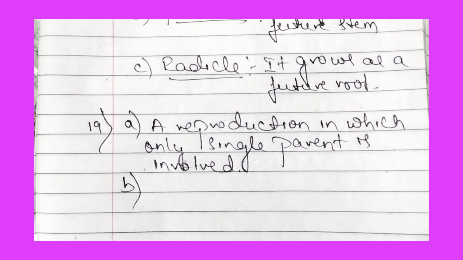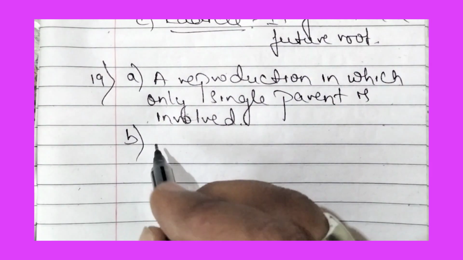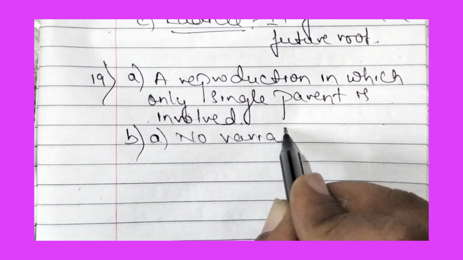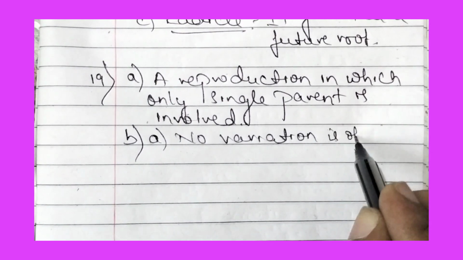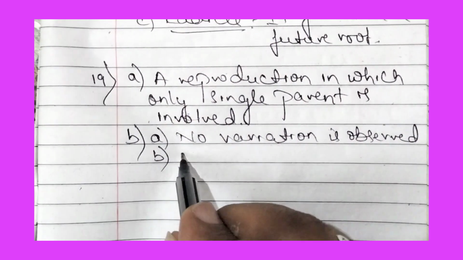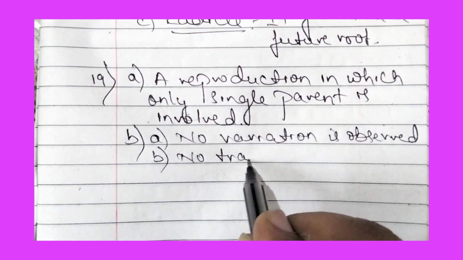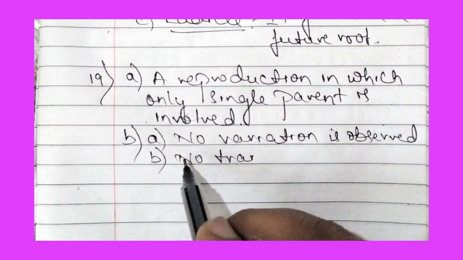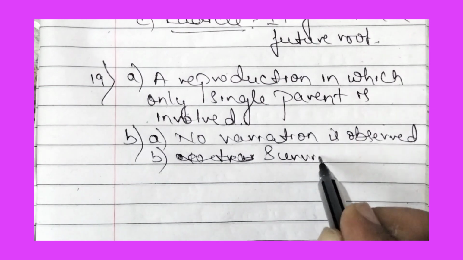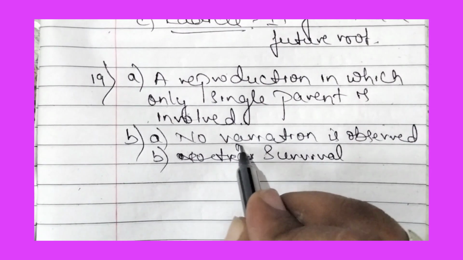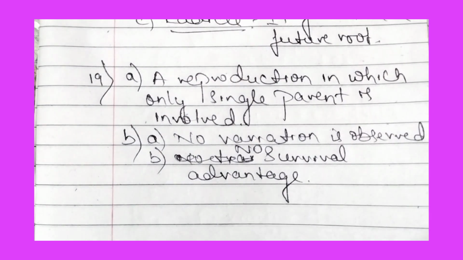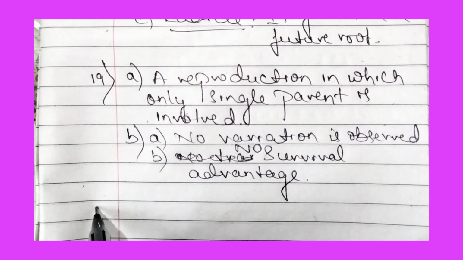Then they have asked what the limitations of asexual reproduction are. First, in asexual reproduction no variation is observed. Second, survival advantage will be less because there will be no variation. So this is for the 19th one.